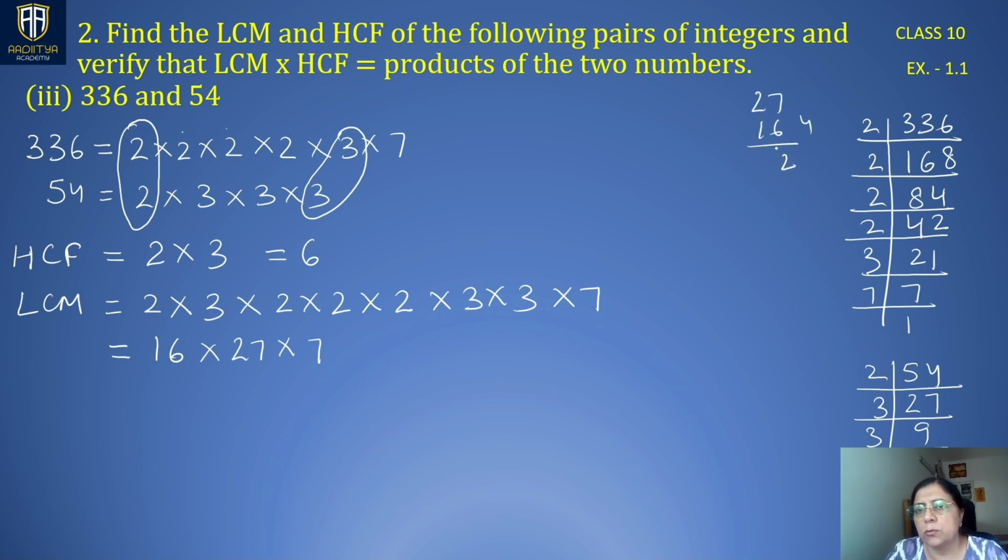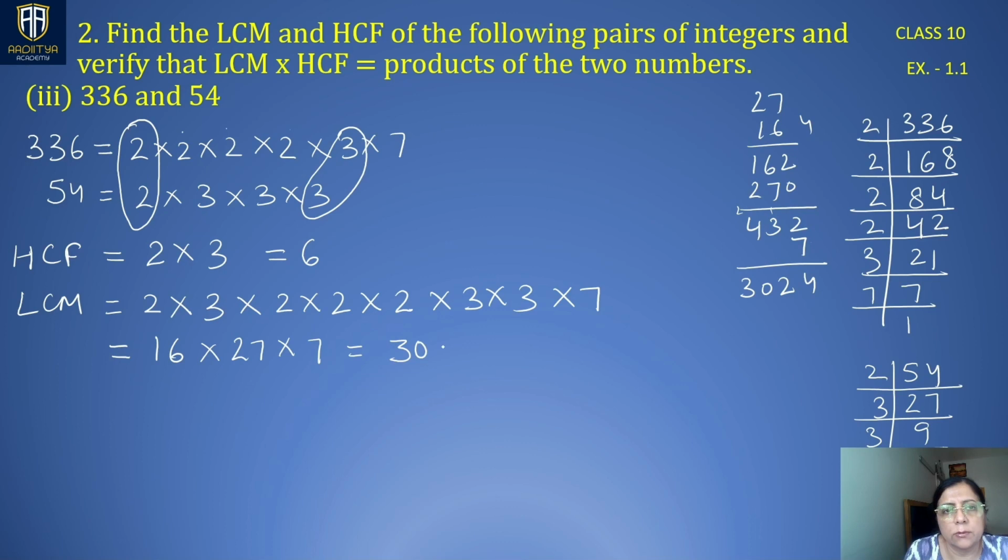So I take 27 times 16. 6 times 7 is 42. 6 2s are 12 and 4, 16. 16 times 27 gives 432. 432 multiplied by 7: 7 2s are 14, 21, 22, and 7 4s are 28 and 2 is 30, so 3024. Right? So the LCM becomes 3024.